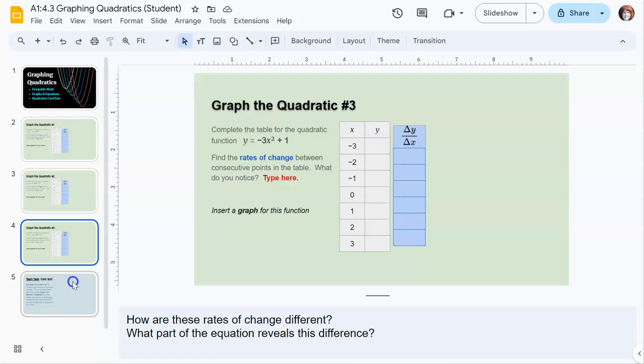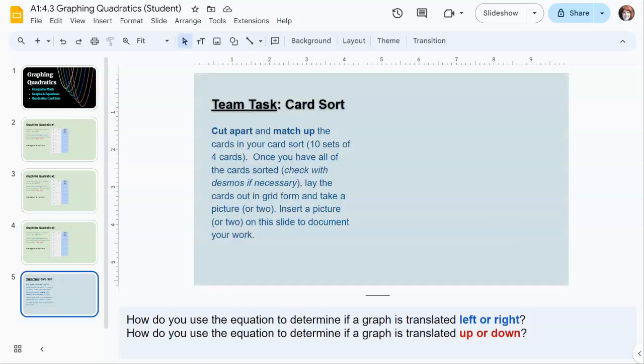And then our last task is a card sort. These are very simple questions. I would say this is not going to take long at all, because most of these cards are very basic transformations, horizontal and vertical. There's literally only one card where they have to stretch vertically, or it has a factor of 2 on it. So let's take a look at the card sort, and I'll show you.